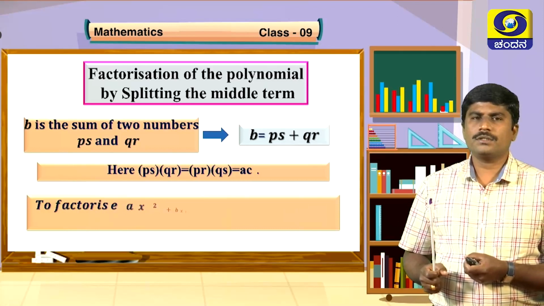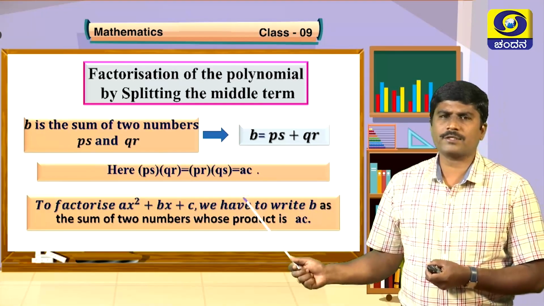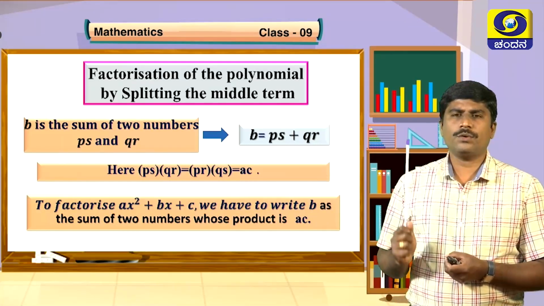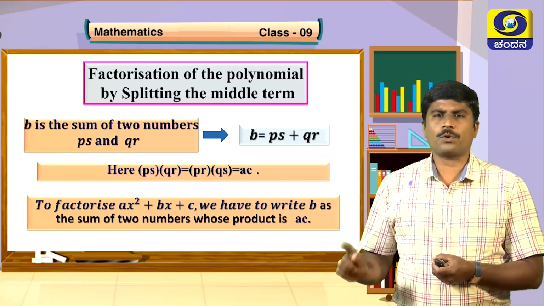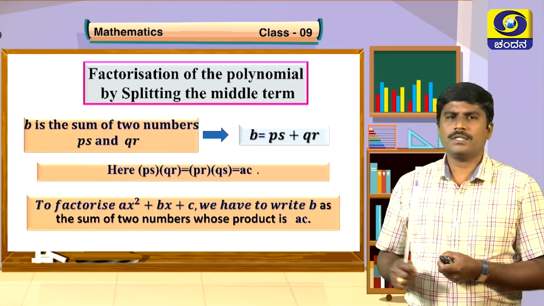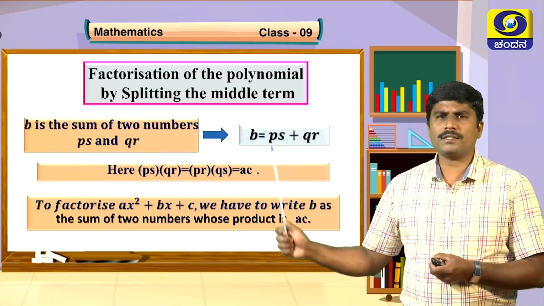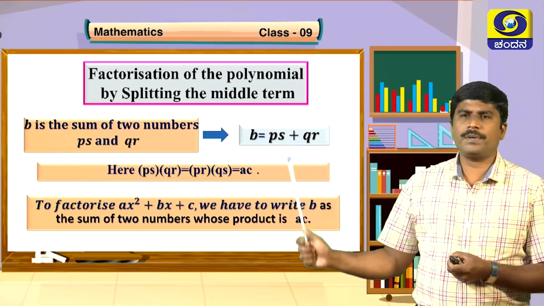Now, let us understand this. If you factorize ax square plus bx plus c, you have to write b as the sum of two numbers whose product is ac. Please note down this statement, children. This is very important in order to understand the factorization of a polynomial by splitting the middle term.